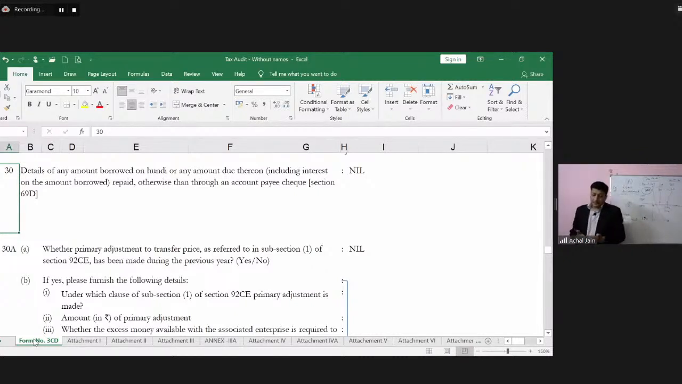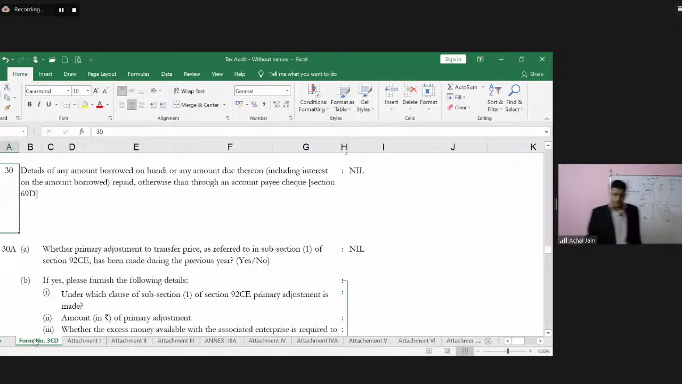So that's why in this case, generally a note is given that is about the representations which are taken from the management around any of such borrowings which would have been obtained through cheque, but whether those cheques are account payee or not is something which the auditor will not be able to comment on.